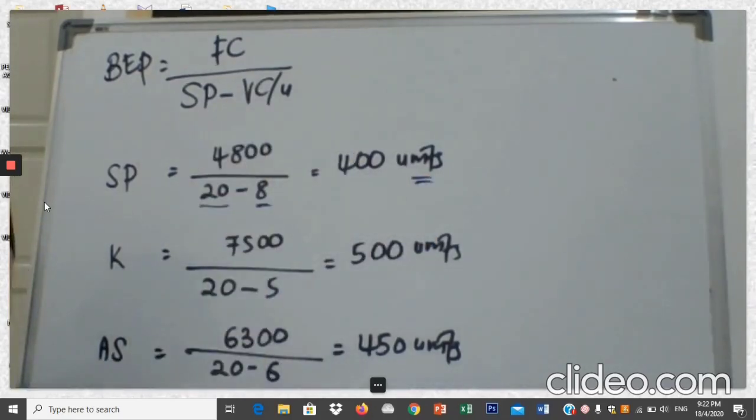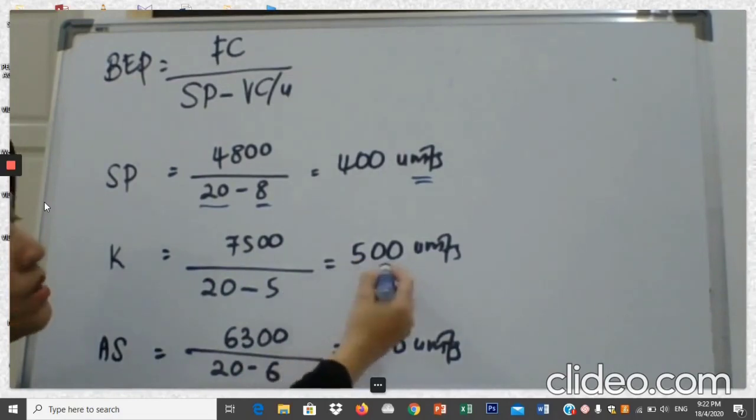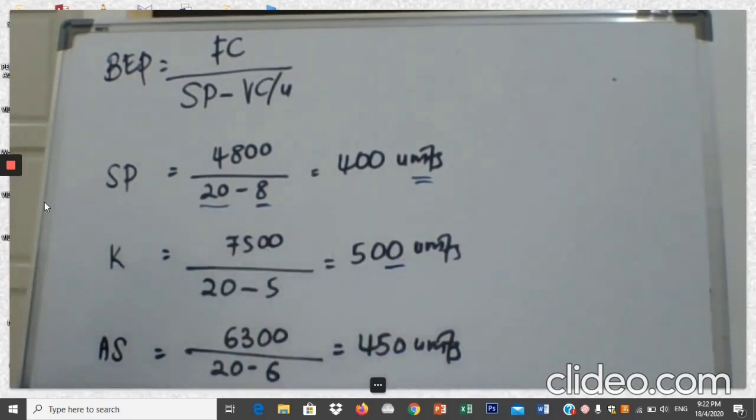Break-even point for Sungai Petani is 400 units. Then you do the same thing for Guilin and Alor. You just put in the numbers as given. Then you get the break-even point: for Guilin it is 500 units, and for Alor it is 450 units.